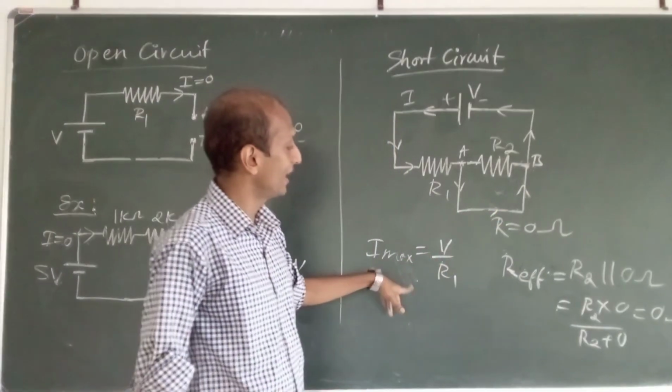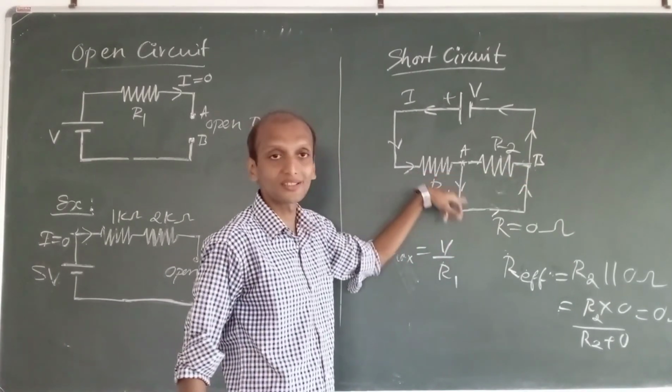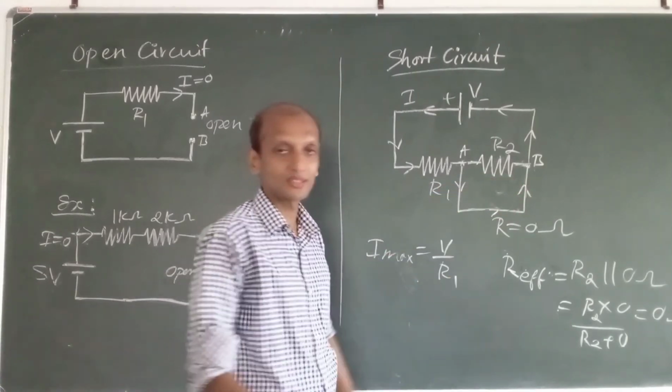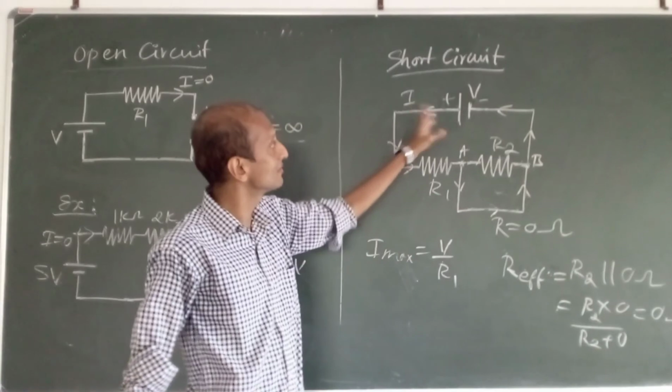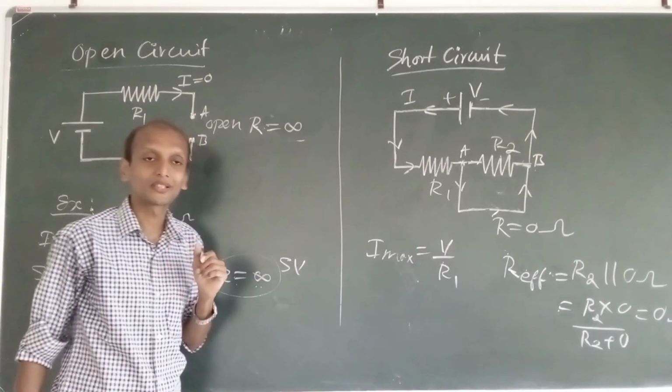Fine. So in this way, whenever across a short circuit, the resistance offered will be 0. And if we have some resistance over there, that acts as if it is not there. And in this way, we can understand a short circuit and open circuit. Fine.